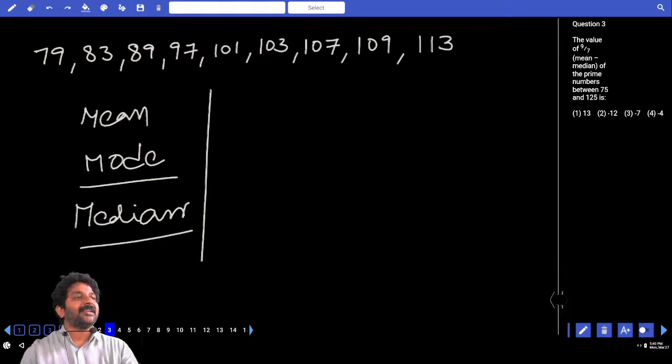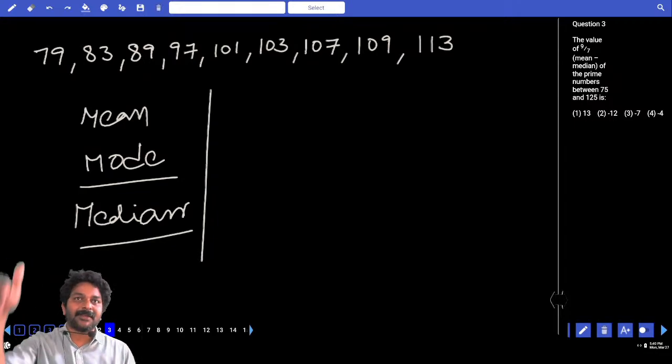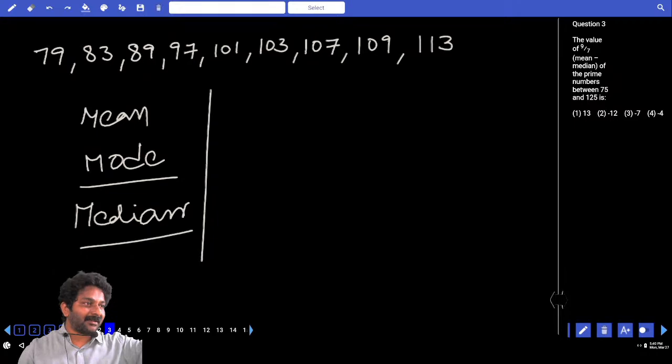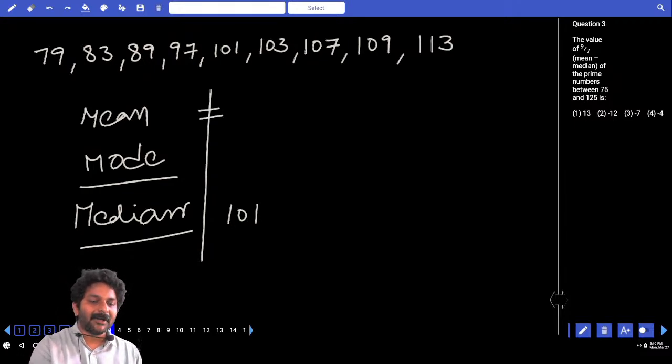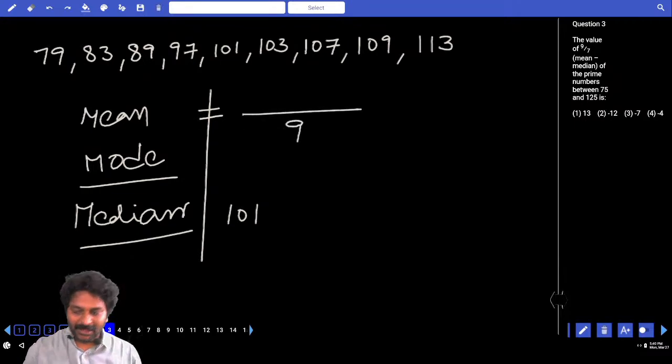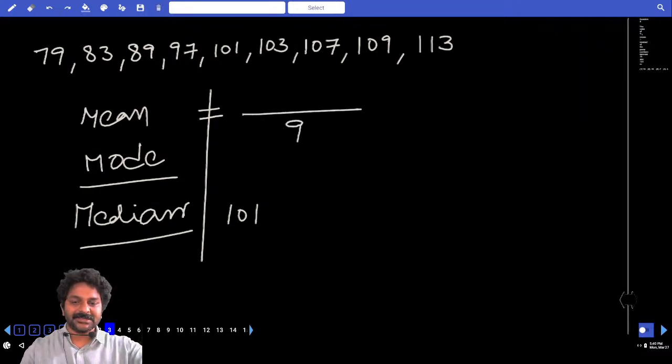How many numbers are there? 9 numbers. I said if there are n numbers, the n plus 1 by 2th number: 9 plus 1 by 2, fifth number. The fifth number is the median. What is the fifth number? 101. That is the median. Yes? Mean is the sum of numbers divided by the number of numbers, divided by 9. Is that clear? Yes or no?